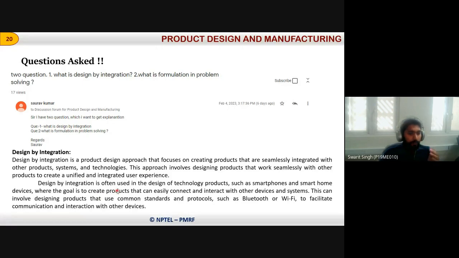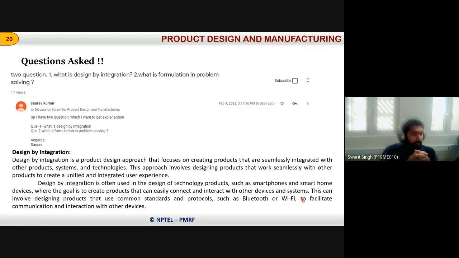Design by integration is often used in the design of technology products such as smartphones and smart home devices, where the goal is to create products that can easily connect and interact with other devices and systems. Initially there was a lack of communication channels. Now we have lots of communication channels like Wi-Fi and Bluetooth. Initially it was only in a wired manner, but with the development of technology, we have these things. So this can involve designing products that use common standard protocols such as Bluetooth or Wi-Fi to facilitate communication and interaction with other devices.